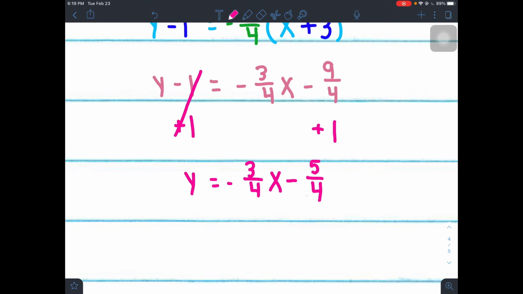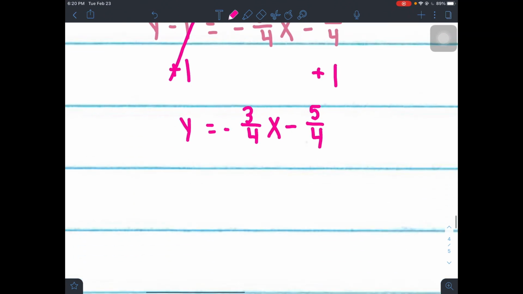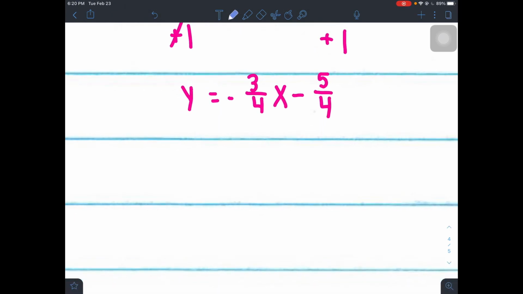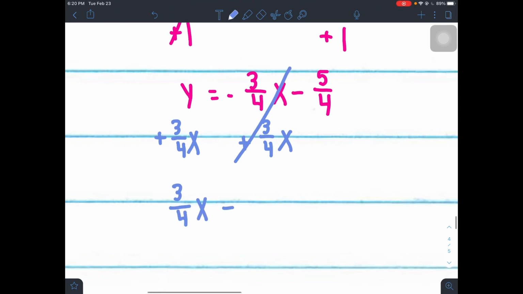Now, is this our final answer? No, because they want it in standard form. This is in slope-intercept form, so you have to know the difference between your forms here. We don't want it in slope-intercept form, we want it in standard. Well, the first rule of standard is x and y need to be on the left. So I'm going to move that x to the left side. Because it's negative, I'm going to add 3/4 x to both sides to move it to the left. So it's going to be +3/4 x. You always want to write your x value first. Now that y is positive, you're going to have plus y equals -5/4. That is a negative sign there.